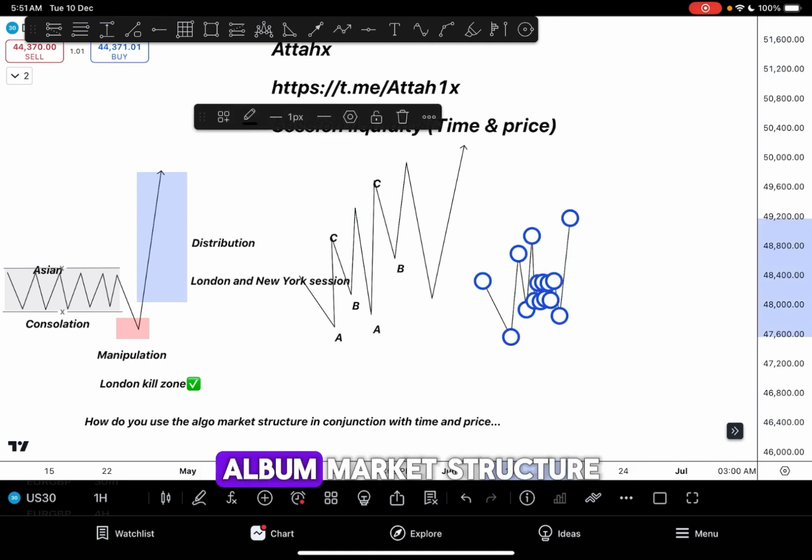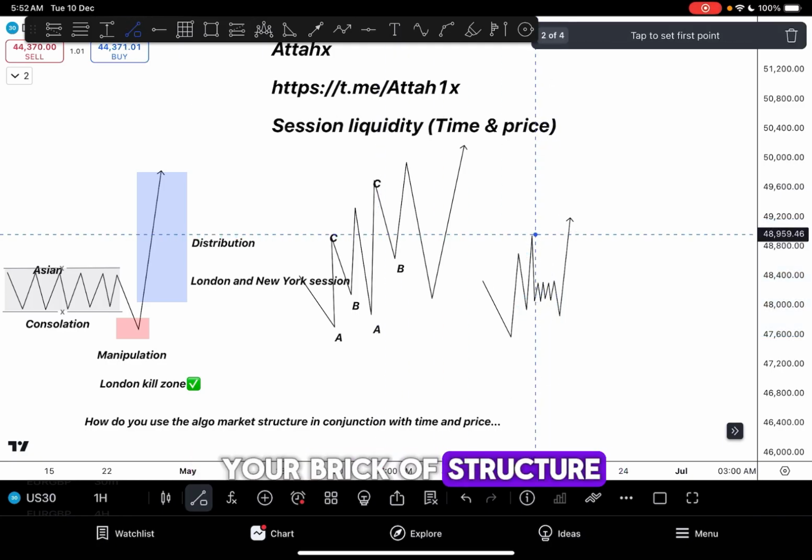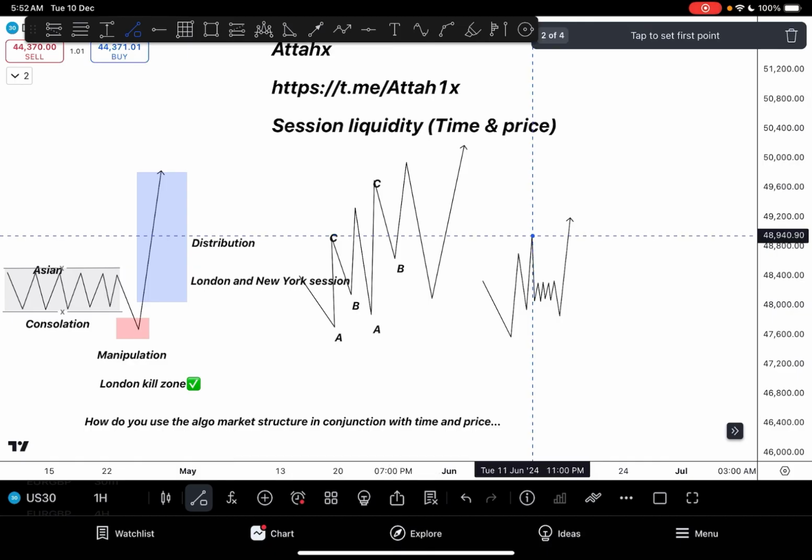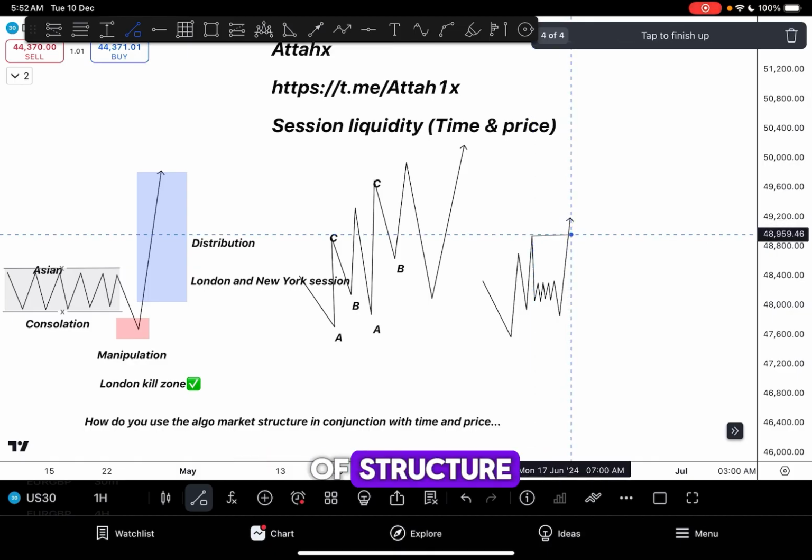This is how the algo market structure works in conjunction with time and price. And then this is your break of structure. This is your break of structure.